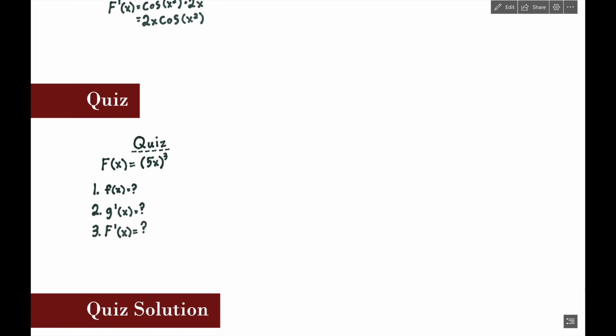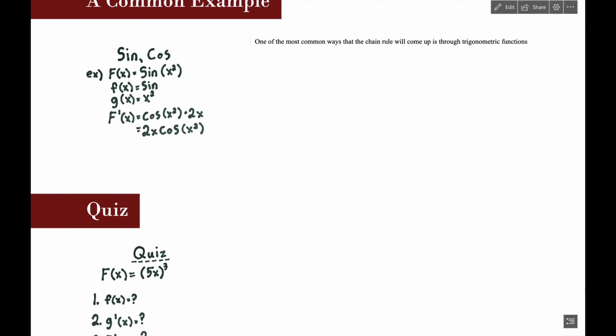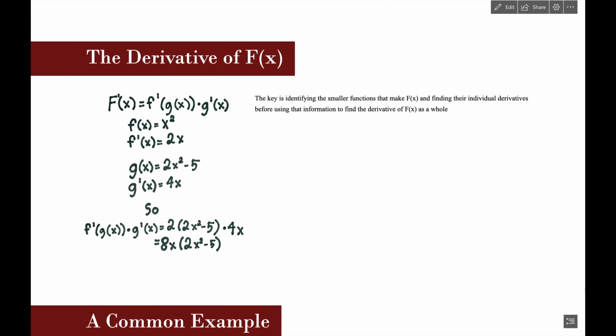Now we move on to a mini quiz on the chain rule. So for this, I would ask you to find the lowercase f of x, the first derivative of g of x, and the first derivative of the overall function, capital F of x, which is 5x altogether cubed. I'll briefly scroll and pause on the first example of the chain rule to remind you of the equation used.